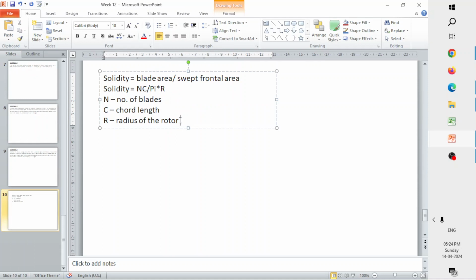If you want to know how you got this formula, solidity is blade area, which is the number of blades times the area of each blade, divided by the swept frontal area, or area of the rotor.